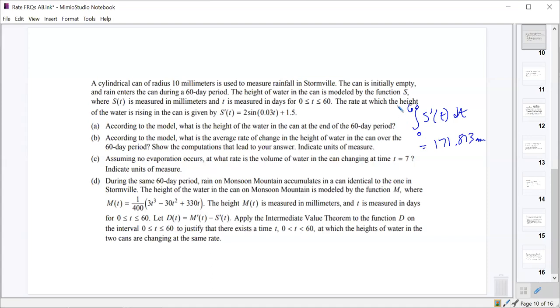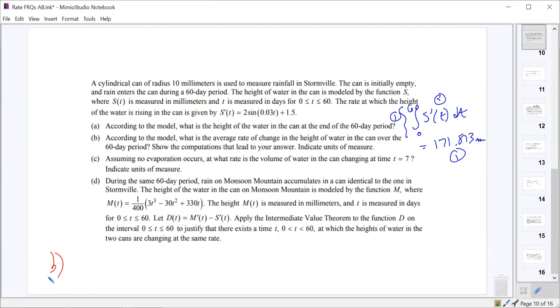And they had 1 point for the right limits there, 1 point for having s prime, and 1 point for the 171.813. So 3 points for that first part. Pretty straightforward, I think. Everybody good with part A? Yeah. Cool.